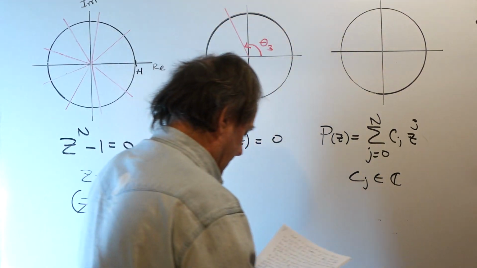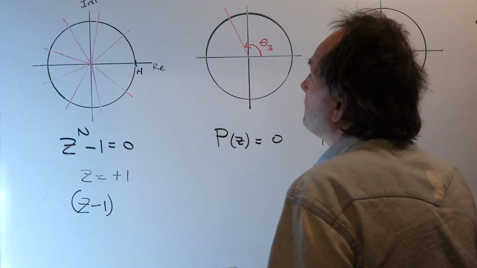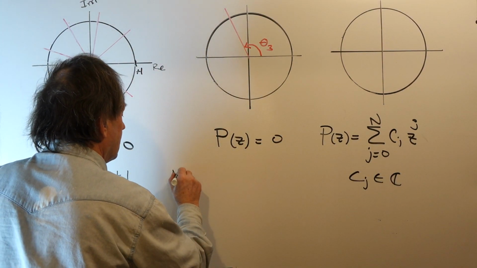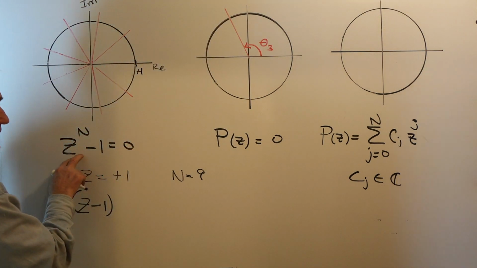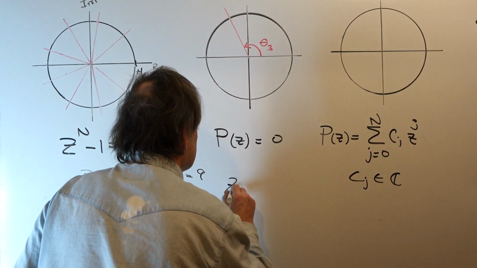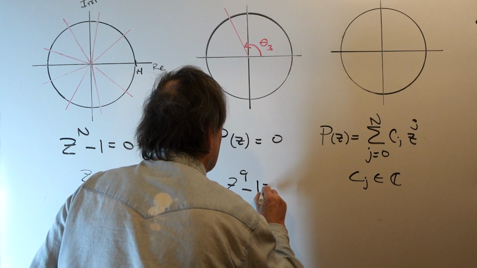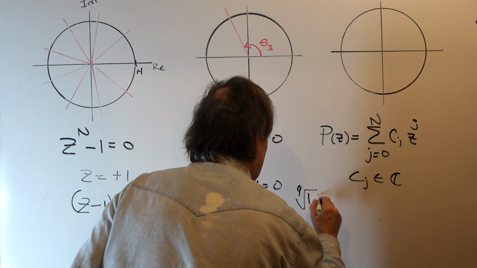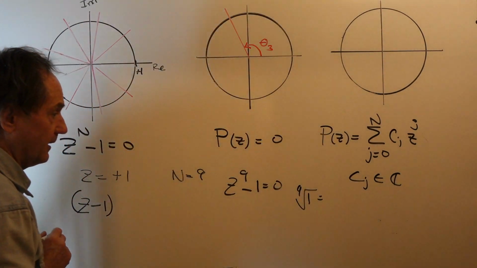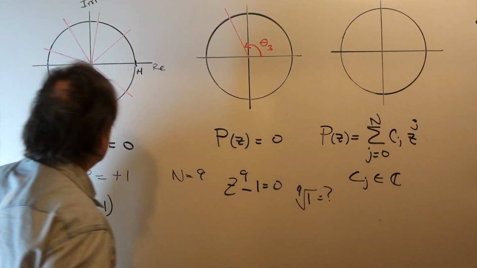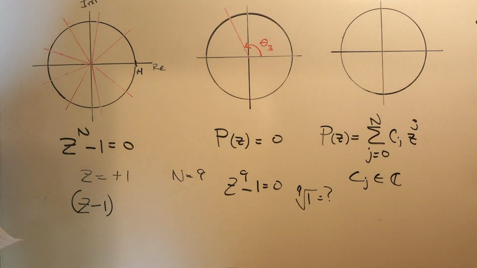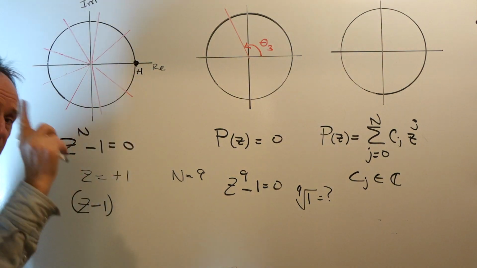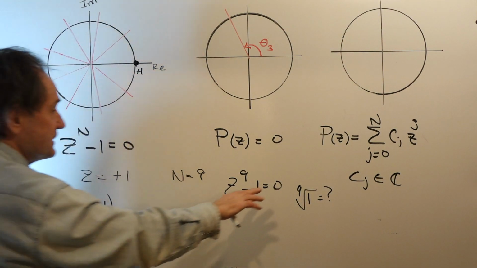Now let's say, for example, n is equal to 9. Okay, ninth order equation. So what we have here is z to the 9th minus 1 equals 0, which corresponds to finding the 9th roots of 1. And this is what we want to find. Now, what we do is we start with plus 1 as an anchor point, because we're guaranteed that that root exists in this equation.